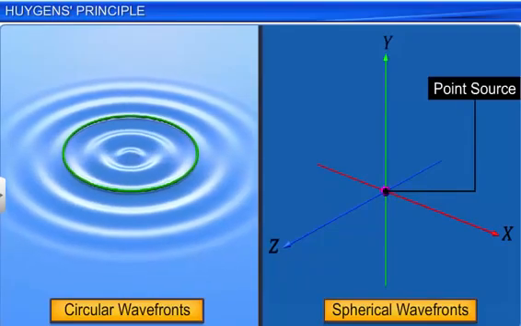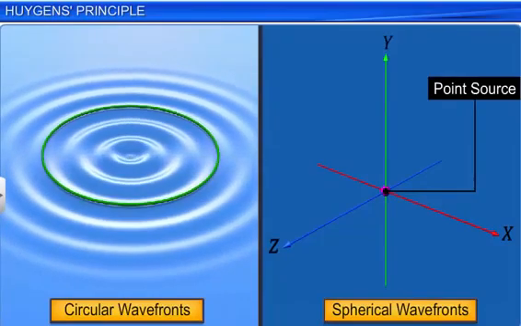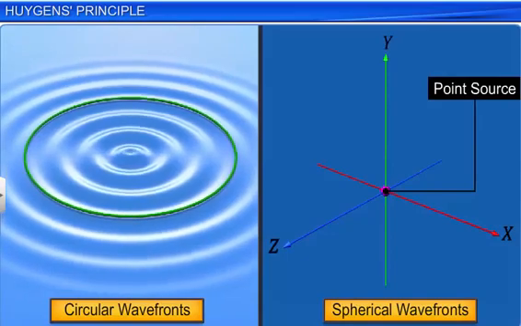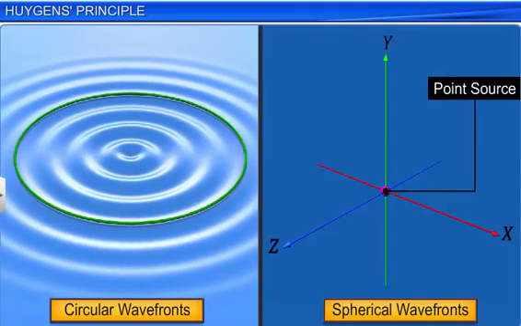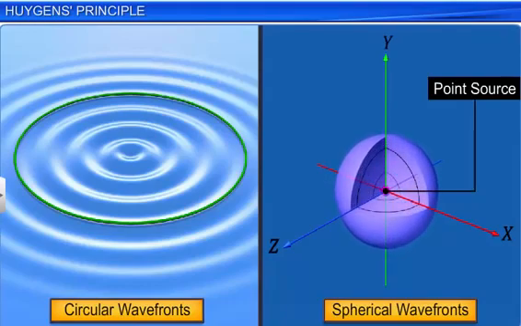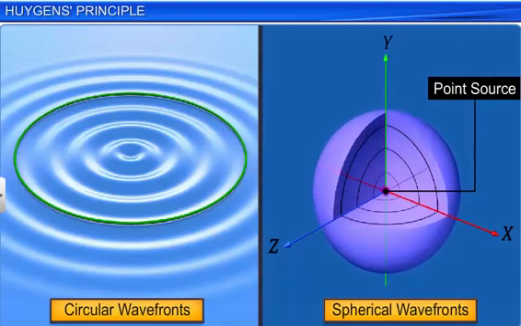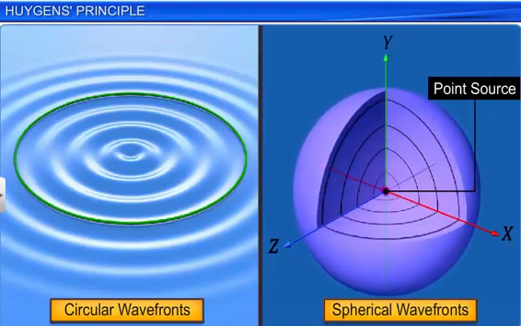Waves on the surface of water are two-dimensional, and hence the wavefronts are circular in shape. But the waves from a source of sound or a source of light in a homogeneous medium spread in all directions and are three-dimensional in nature.